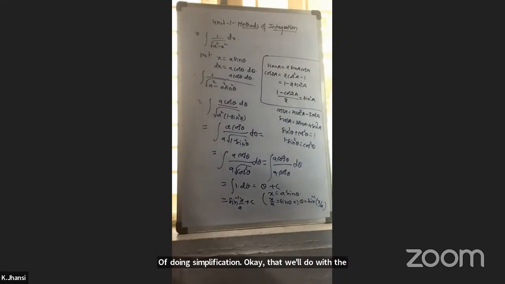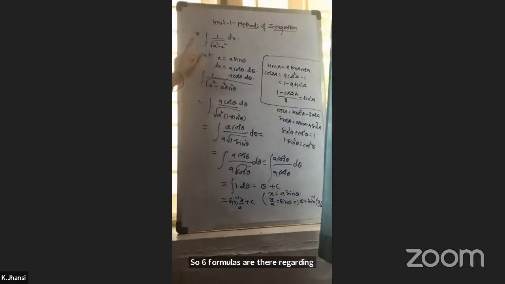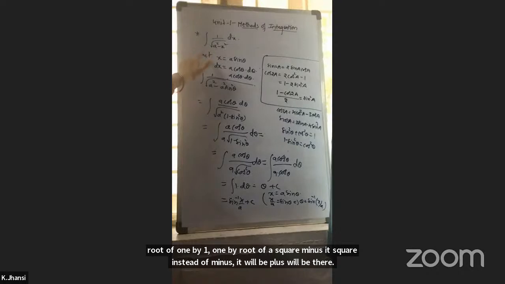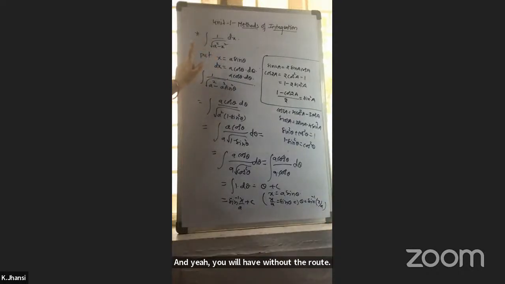Okay. So these formulas are important. Sometimes for a 5 marks question, they will ask even such type of problems. So six formulas are there regarding these. It may be 1 by root of a square minus x square; instead of minus, it may be plus. And without the root also it will be there: 1 by a square minus x square, or 1 by a square plus x square. Like that, 6 different formulas are there.